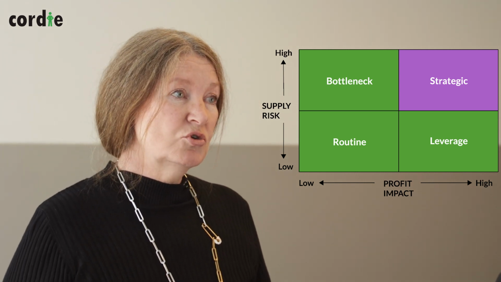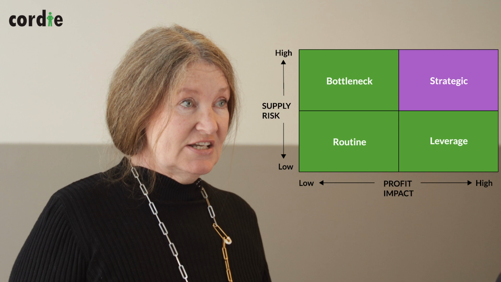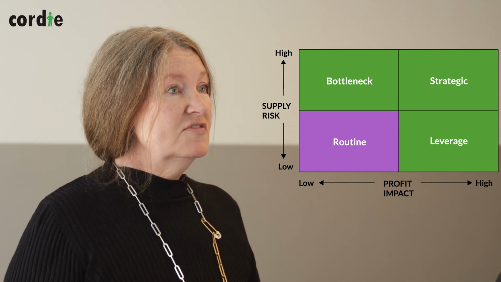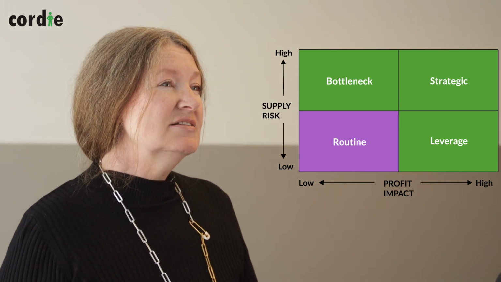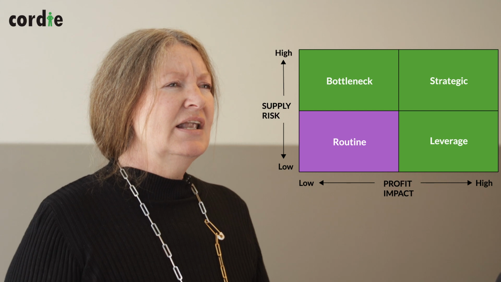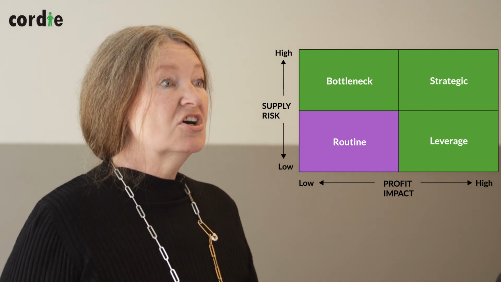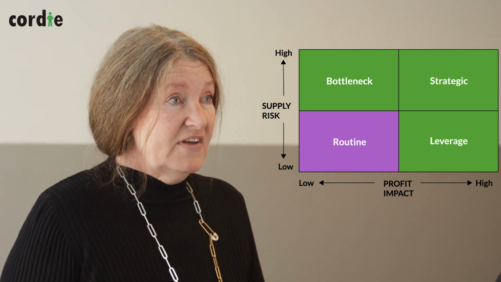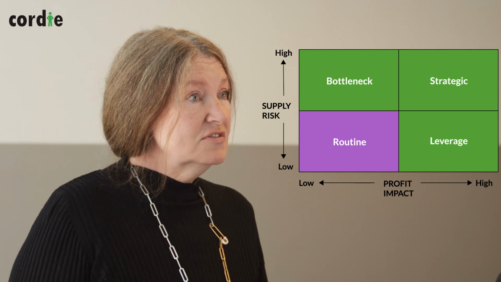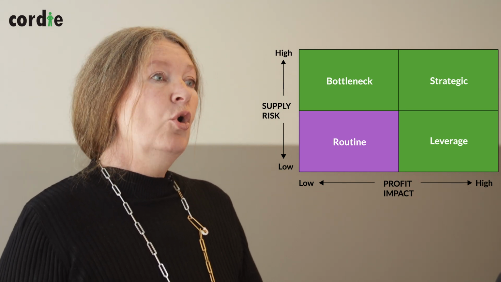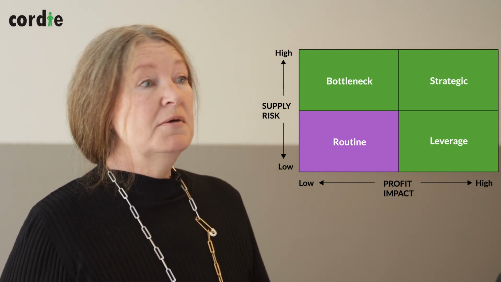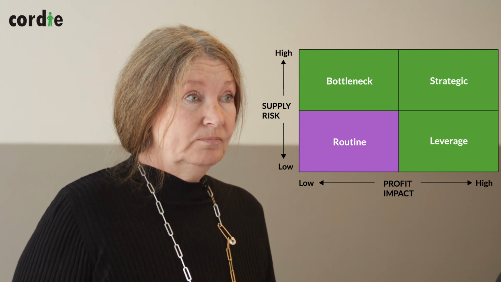Directly opposite this quadrant, we have the routine section. This category of expenditure is likely to face little supply disruption and levels of organisational expenditure are low. And so in effect, you don't really need to spend a lot of time managing this category or building relationships with the supply market, if any at all.